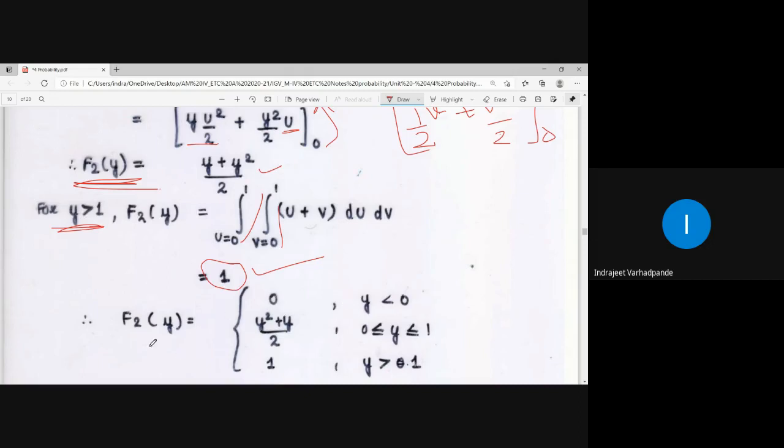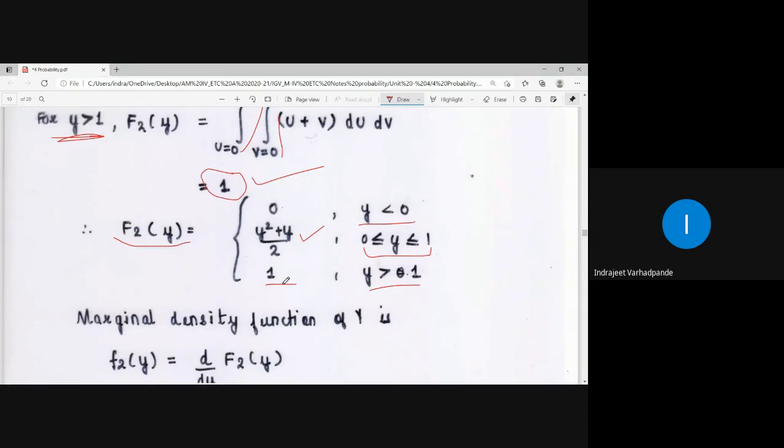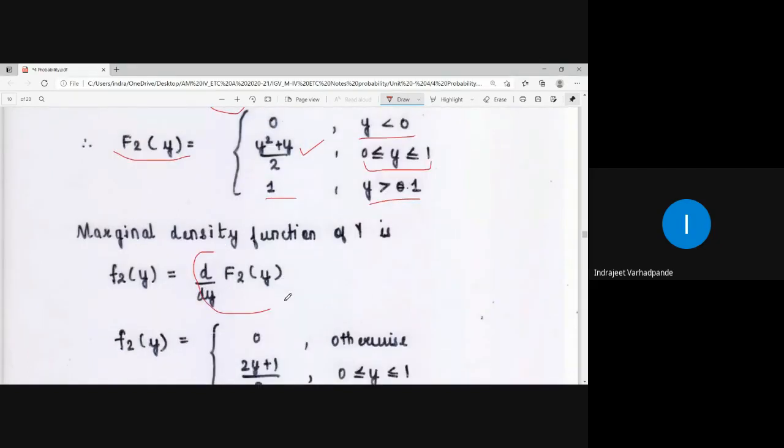So how is the distribution function written now? Marginal distribution function f2 of y is written as 0 for y less than 0. For the range 0 less than or equal to y less than or equal to 1, it is obtained as y plus y square by 2. Beyond the range, y greater than 1, it is written as 1. This is your marginal distribution function. From this, the calculation of the density function means taking out the derivative of this distribution function.